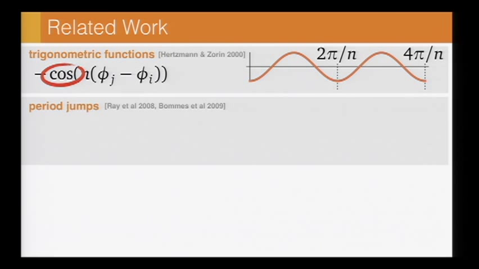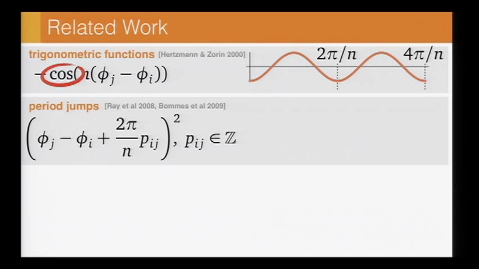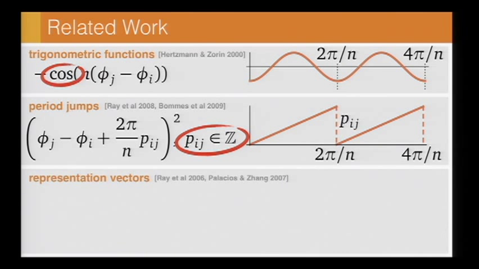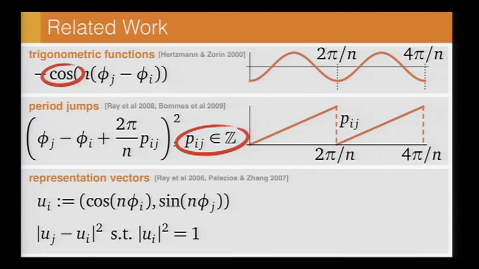A sort of related idea is to work with integers modulo 2 pi over n. But the problem now is we have to solve for these integer jumps. So this becomes a hard combinatorial mixed integer problem. Again, a non-convex problem. And finally, the approach most closely related to what we'll do today is to use something called representation vectors. So instead of working with the angles themselves, we work with the cosine and the sine of the angle. But now you have, again, this hard non-convex constraint that says each vector has to have unit norm.